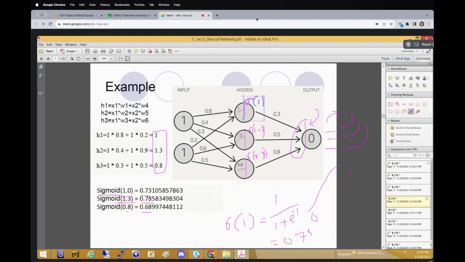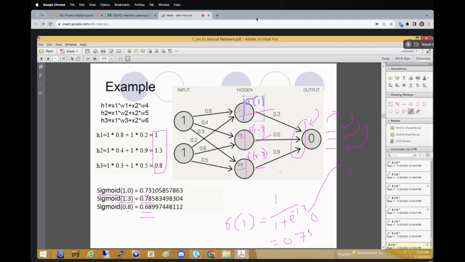Similarly, we have to find out the sigmoid of 1.3. In that case, it is 1 by 1 plus e to the power minus of 1.3. Then we will get the value 0.785. And then for 0.8, you will get 0.6899. So from here we get the nonlinear values like 0.73. Then in this hidden unit we will get 0.785, and in this unit we will get 0.689.